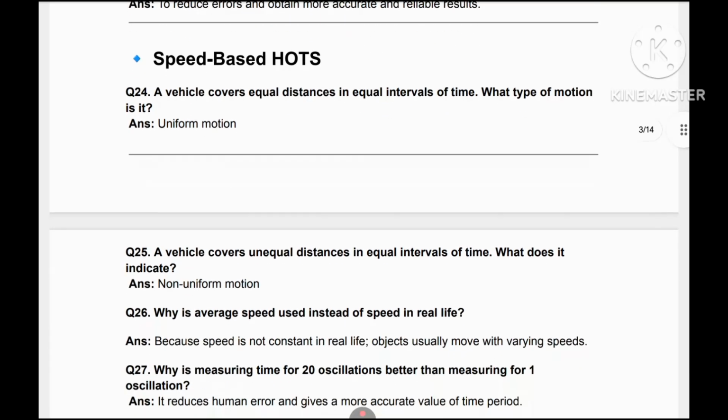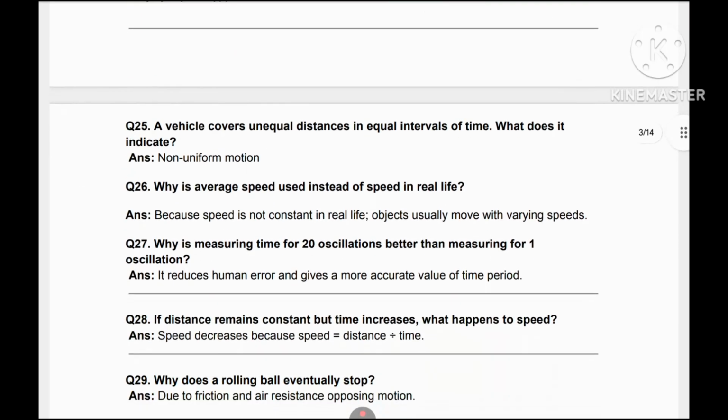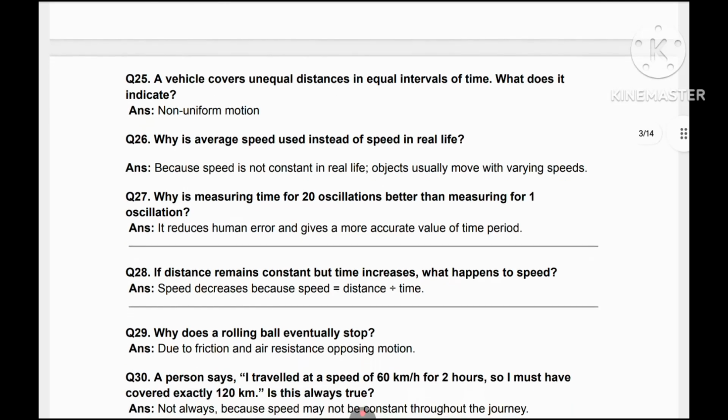A vehicle covers equal distances in equal intervals of time. What type of motion is it? Uniform motion. A vehicle covers unequal distances in equal intervals of time. What does it indicate? Non-uniform motion. Why is average speed used instead of speed in real life? Because speed is not constant in real life. Objects usually move with varying speeds.